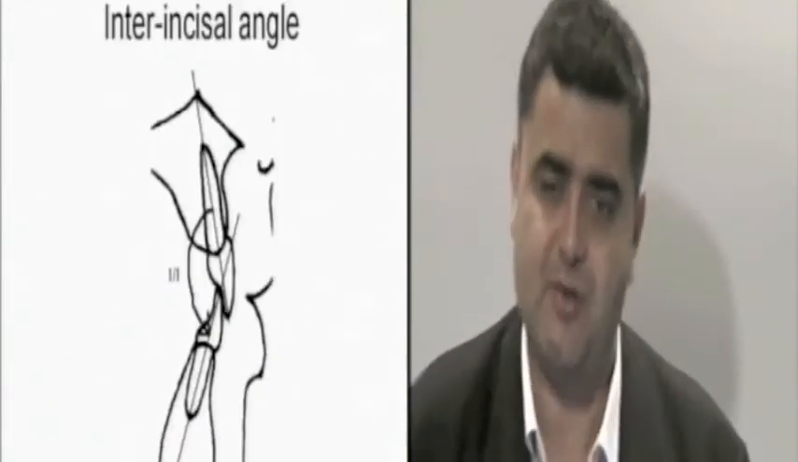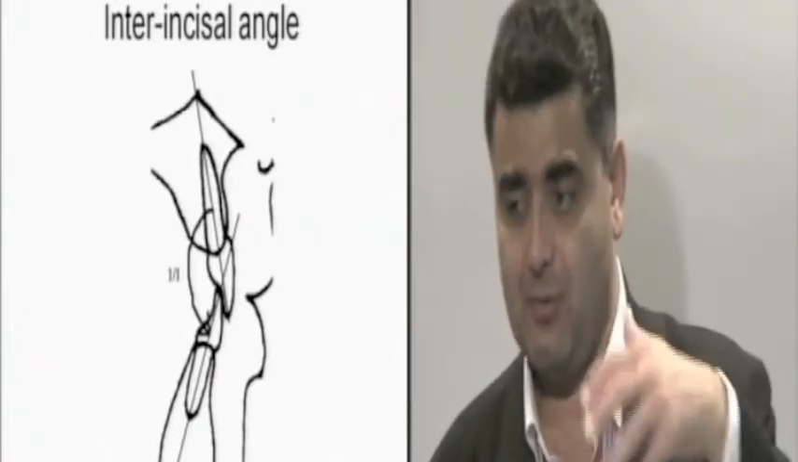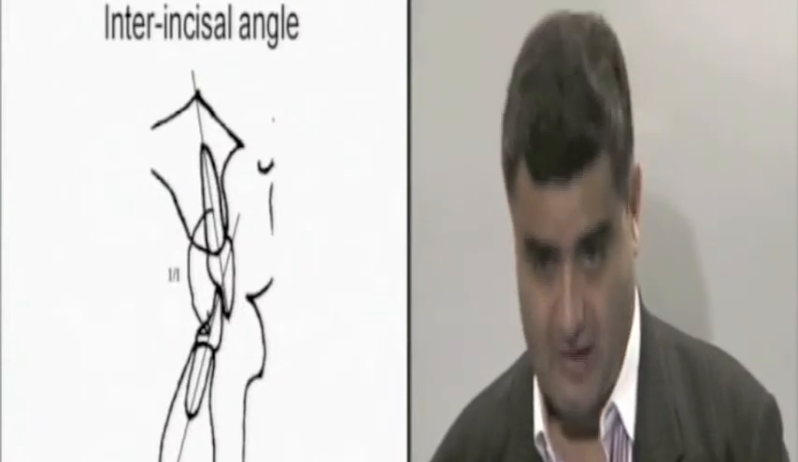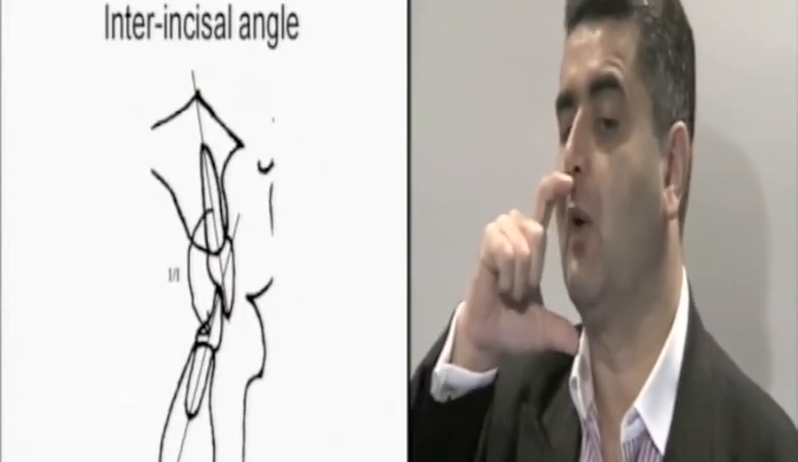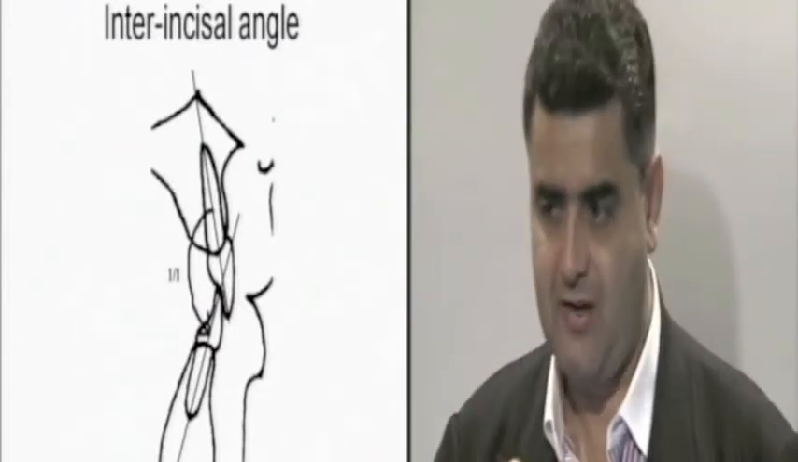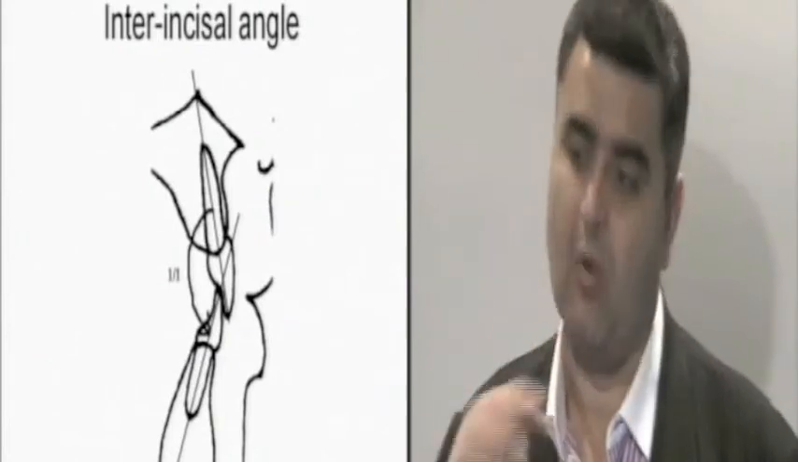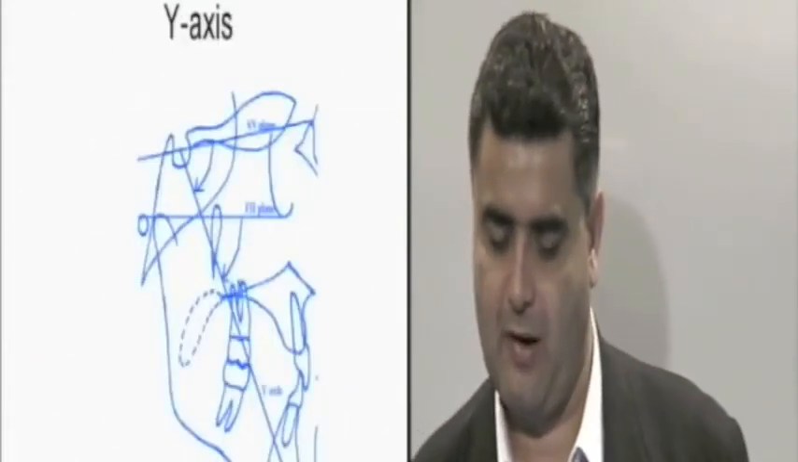So you need to know interincisal angle for the division. You need to know maxilla mandible for the class, skeletal class. You need to know your lower anterior face height for long, short, neutral face, or y-axis, or Jefferson. So these are all the things that we're kind of reviewing, okay?